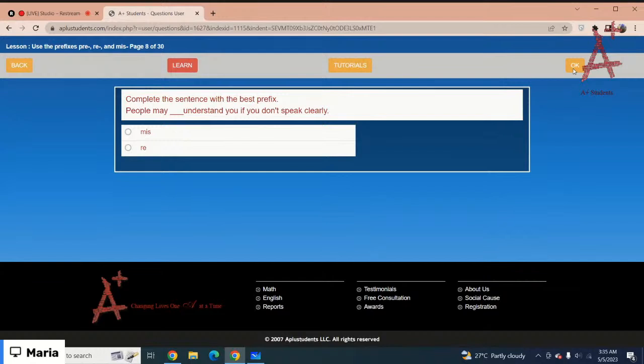People may dash understand if you don't speak clearly. Miss or re? It would be misunderstand or reunderstand. Or miss. It would be misunderstand.